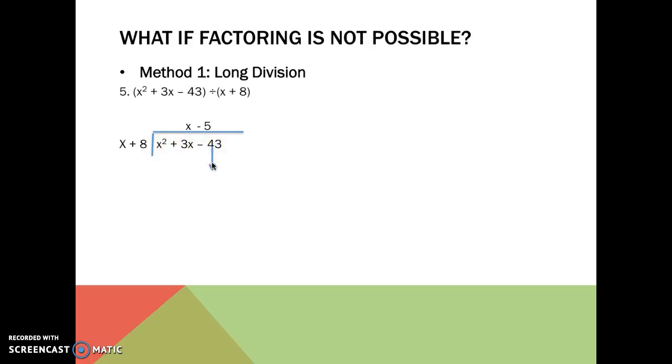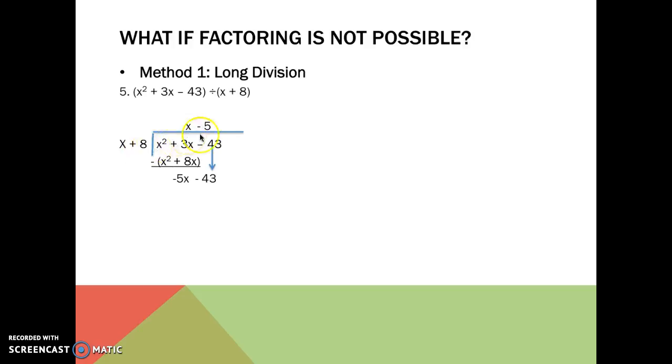Well, we're going to take the first set, x squared plus 3x, and multiply x by x to get that x squared, to cancel that x squared out. So when we take x times x, we get x squared, and then we take 8 times x, we get 8x. Well, we're going to subtract that to find the difference or the remainder. So when we subtract x squared plus 8x from x squared plus 3x, we're left with negative 5x. Next, we're going to bring down that negative 43.